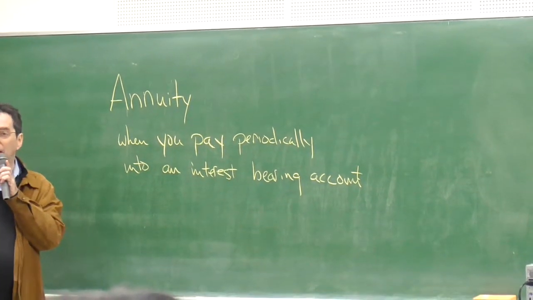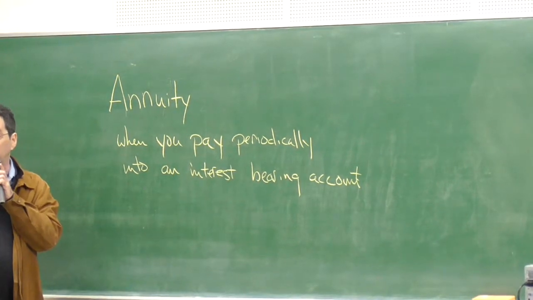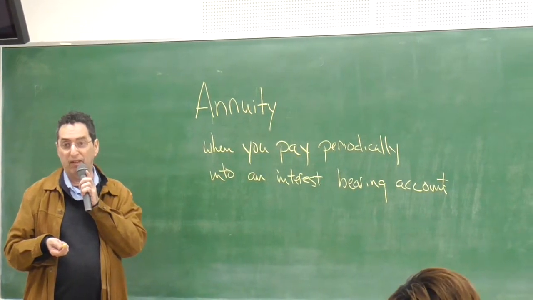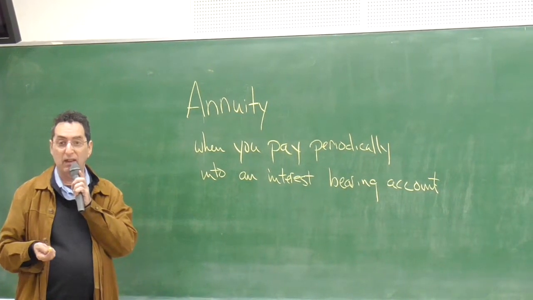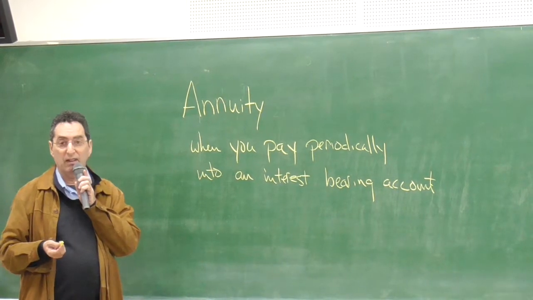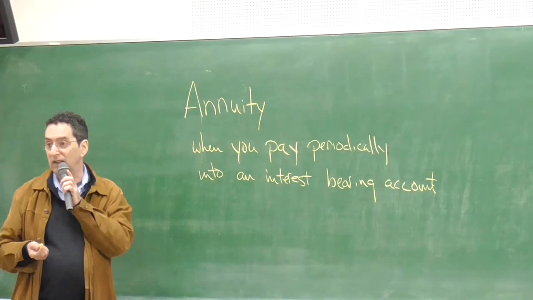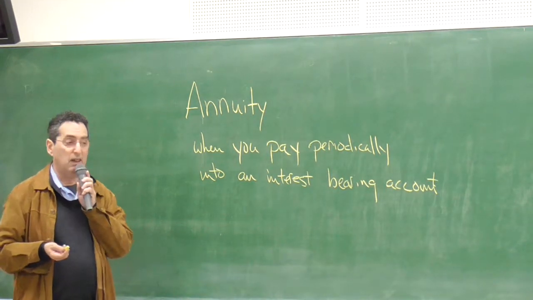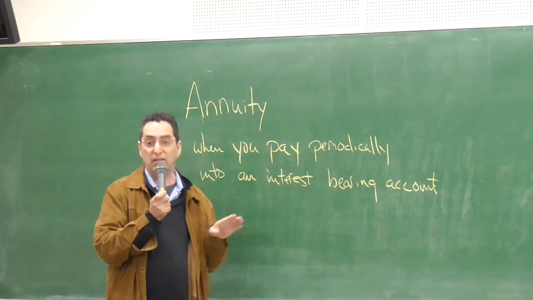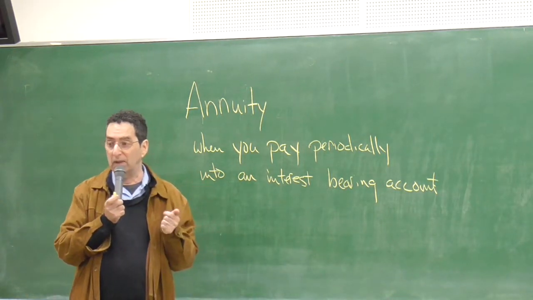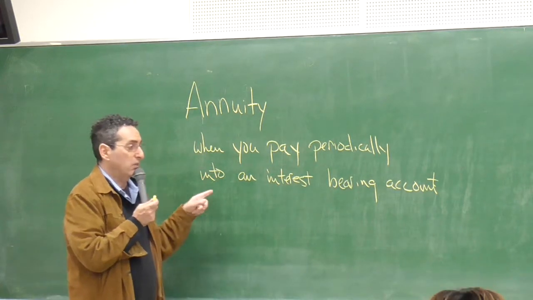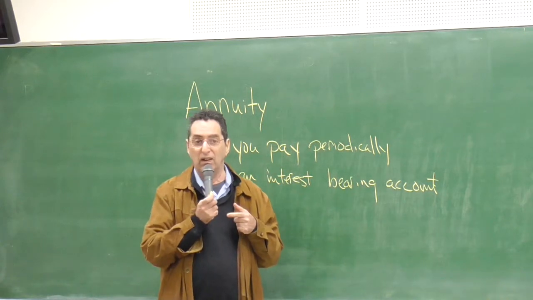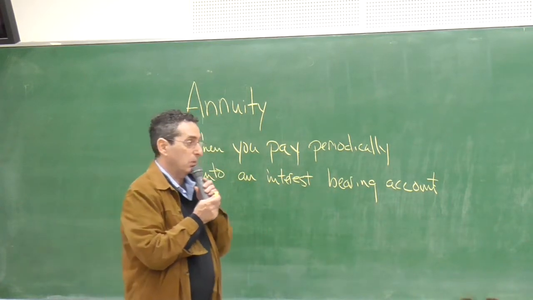So for example, if you pay $100 every month into the bank, and you do that for 5 years, that's called an annuity. Everybody get that? That's a simple idea, right? But usually it's paying the same amount every month, and it should be an interest-bearing account, so it's an account where you get interest. Everyone understand?